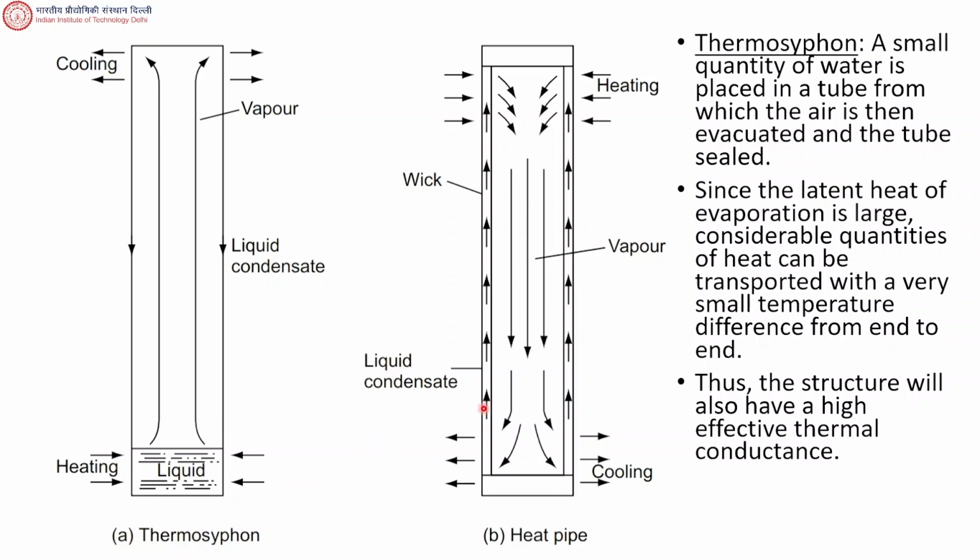There's some similarity between thermosiphon and heat pipe, but heat pipe can work against the gravity also. Thermosiphon needs the help of gravity to bring the liquid condensate down, whereas the liquid condensate can be pumped up by the heat pipe. So this is because of the wick structure. So these things we understood, but exactly how a wick functions, how is it able to do this, that we don't understand so far.